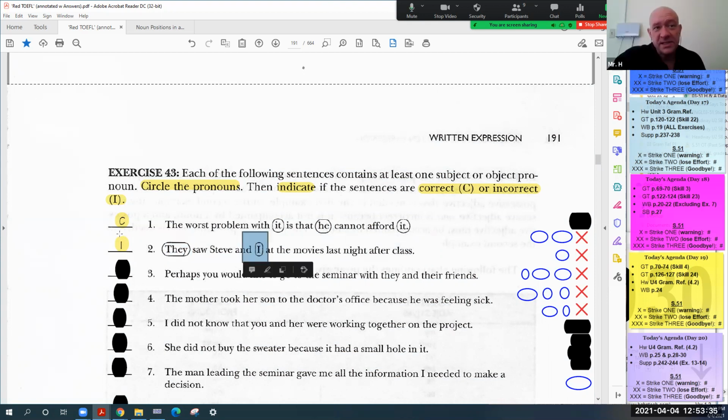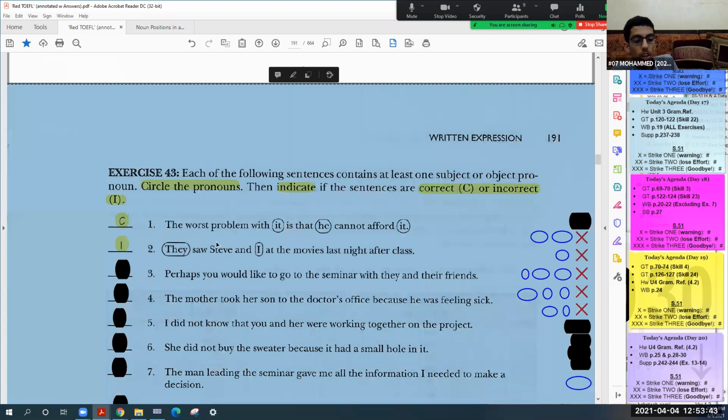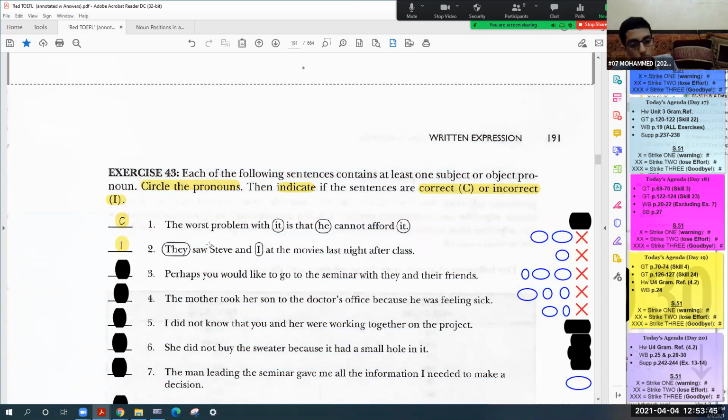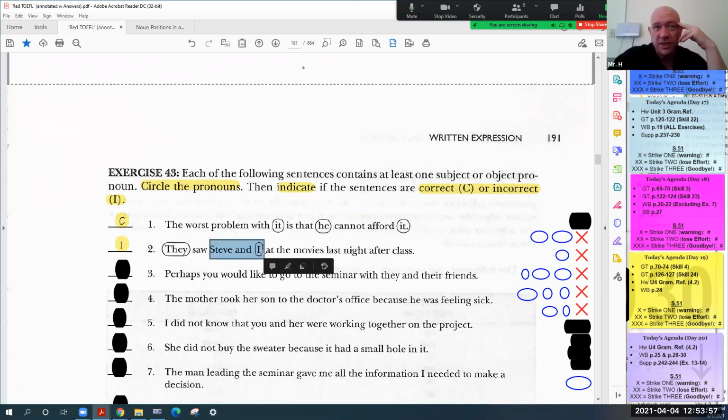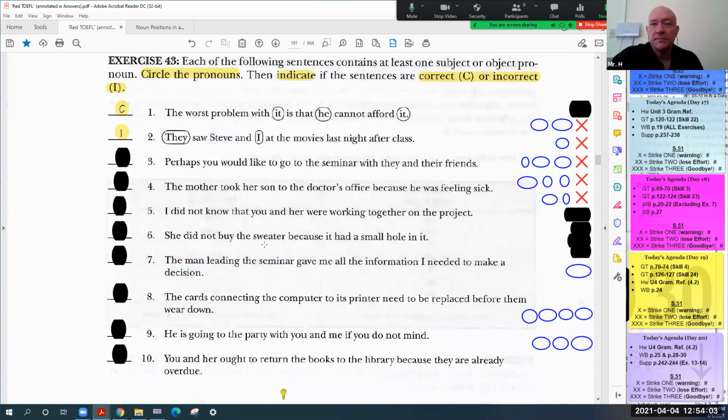Okay. Now, why is this example incorrect? What's the reason? It should be object for the verb. That's right. Object of a verb. We have the verb. Me. Steve and I. Me. You can't say Steve and I, right? It should be what? Steve and me. Exactly. Steve and me.